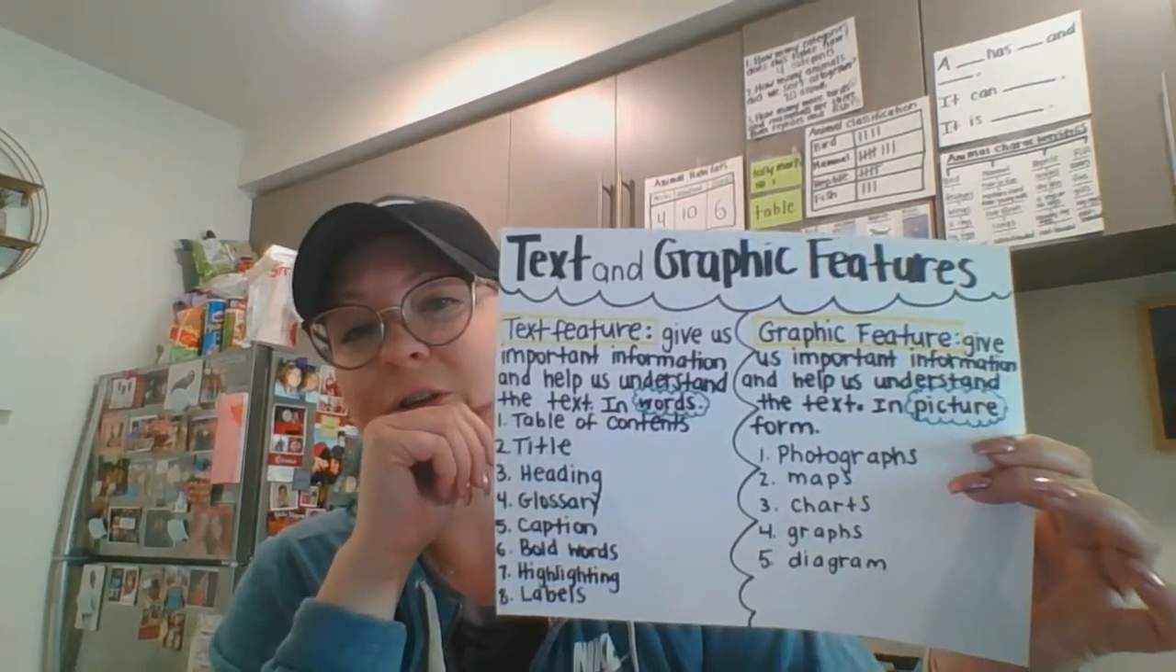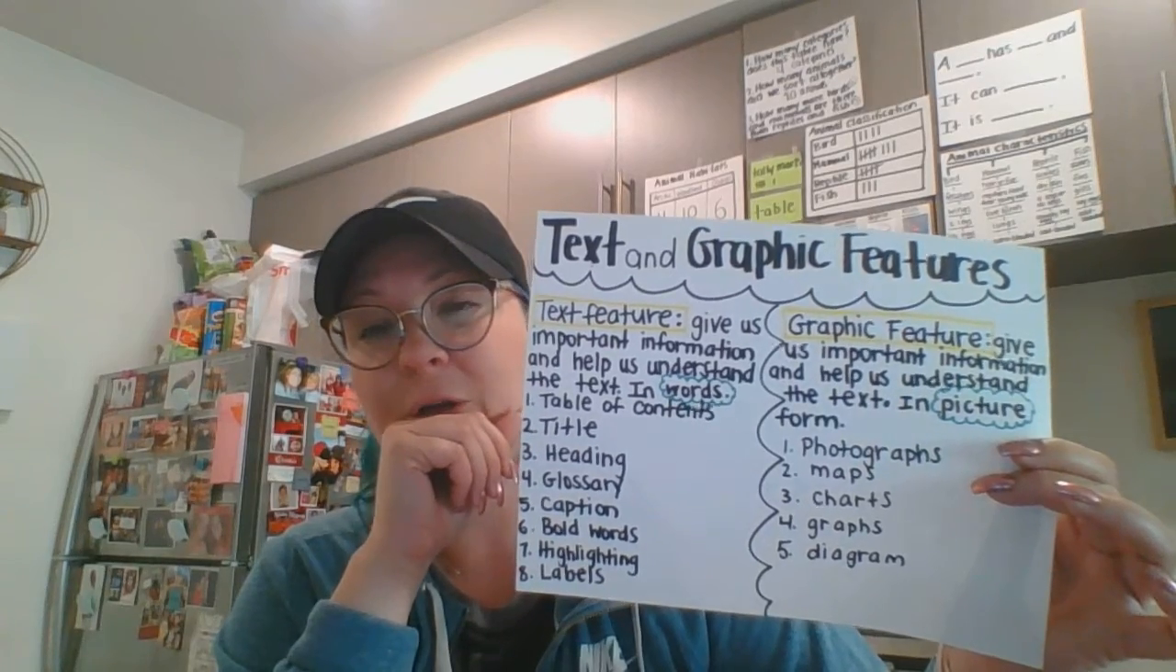That picture is there to explain and to really give us a clear image of what is inside of a flower because we only see what's on the outside. We don't know what it looks like inside. Okay, so those text and graphic features are going to be extremely important to you as a reader.